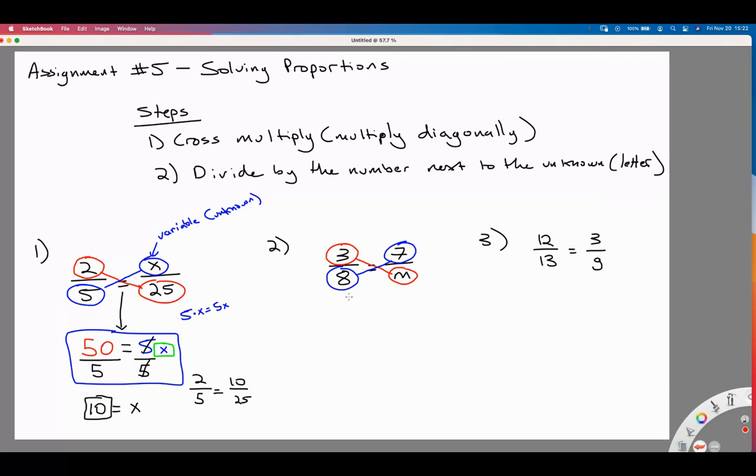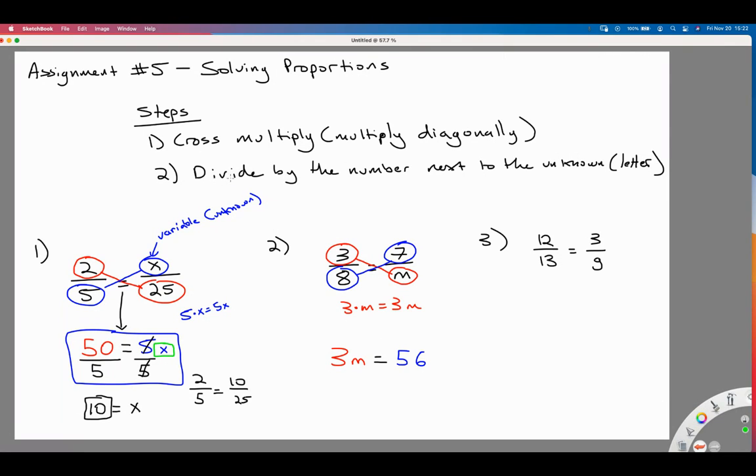And remember, 3 times m equals 3m. So if you got 3m, and that equaled 8 times 7, which is 56, then you got that absolutely correct. Great. And that would be step number 1, cross multiply.